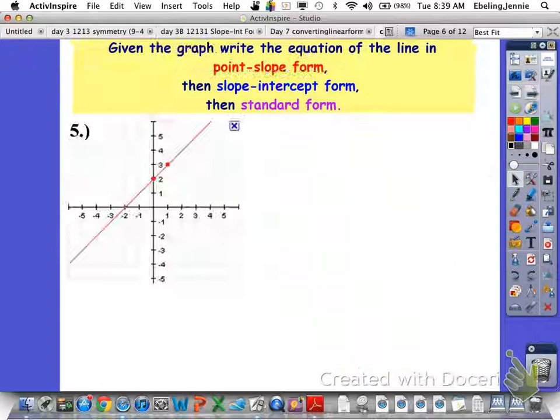Right, part 2 of this video is going to pick up with this problem number 5, where we want to write the different forms of the equation, but we're going to start with an equation of a line. So be sure to watch the part 2.